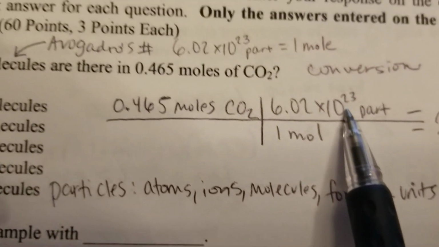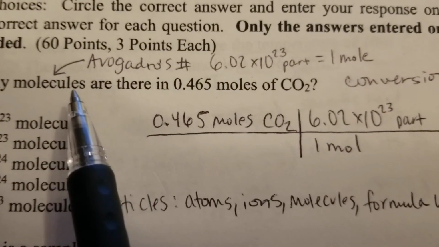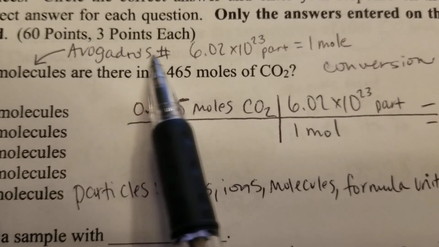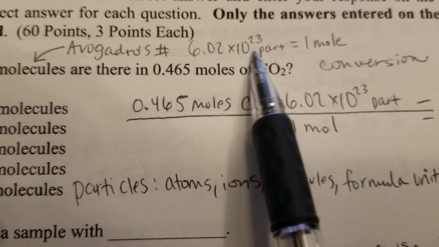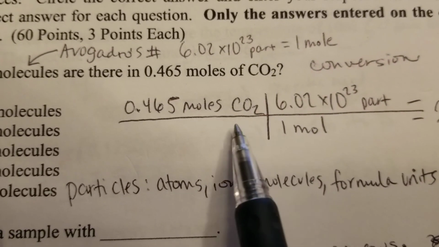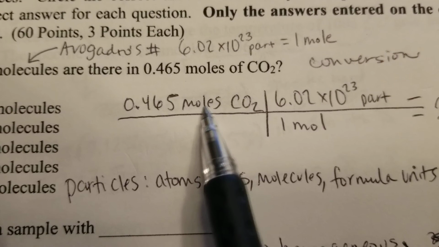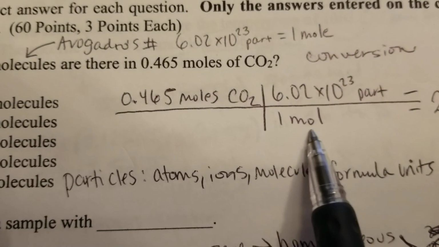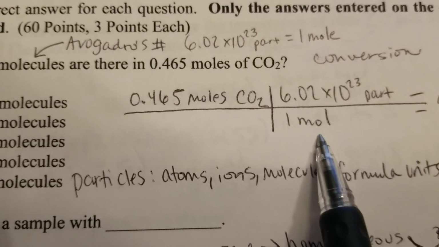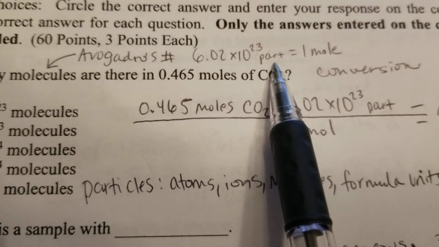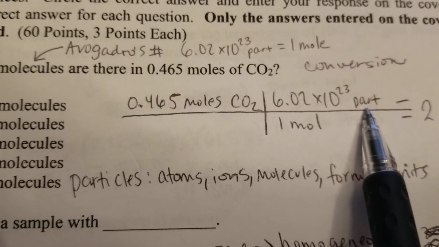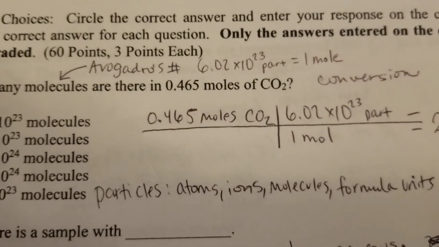And so again, if I'm going from moles to molecules, that means I'm using Avogadro's number. So here's the conversion factor, right? We just talked about that. So I'm going to put the 1 mole on the bottom so that the moles cancel. And I'm going to put Avogadro's number of particles. And remember, particles can be any of those four things that I mentioned: atoms, ions, molecules, and formula units, okay?